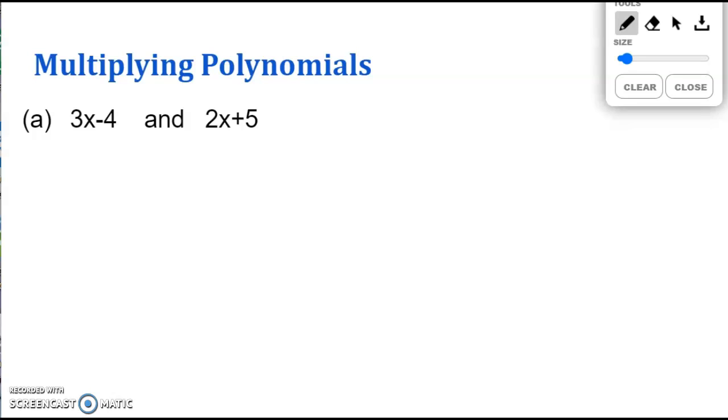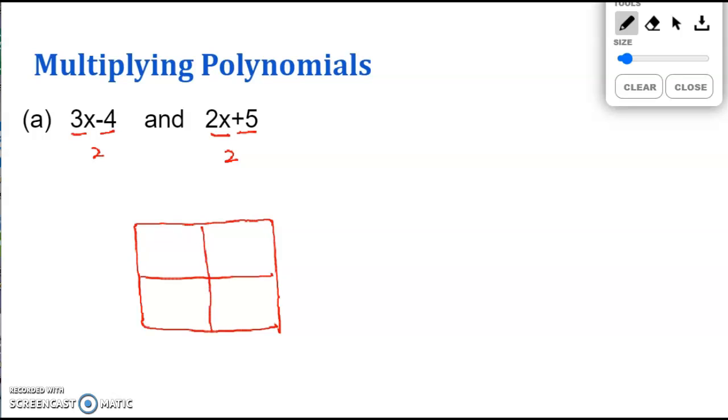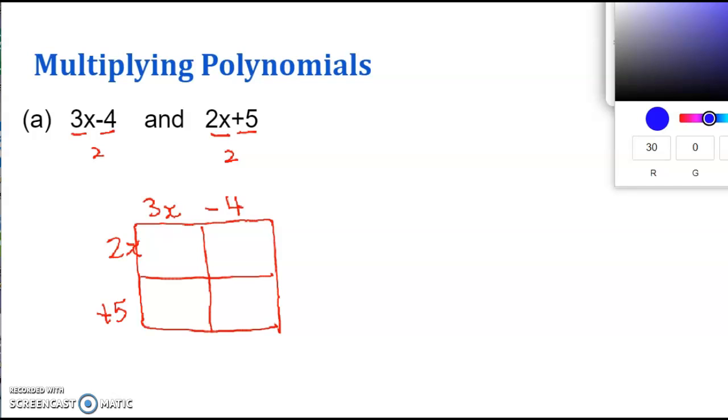Here you're multiplying a two-term by a two-term polynomial. So we are going to build an area model that is 2 by 2, like so. The length is 3x minus 4, and the width is 2x plus 5. From here, we need to multiply.